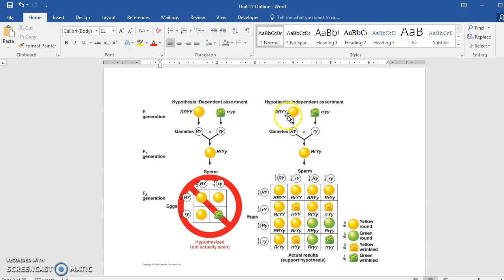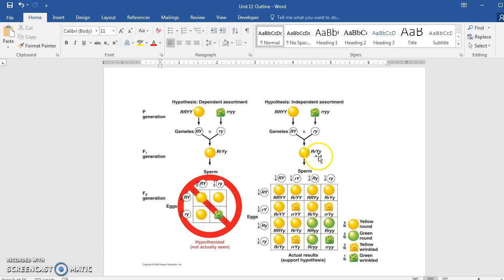The gamete that the yellow round seed can produce is big R, big Y. The only type of gamete that the green wrinkled seed plant can produce is little r, little y. So all the offspring would be big R, little r, big Y, little y.